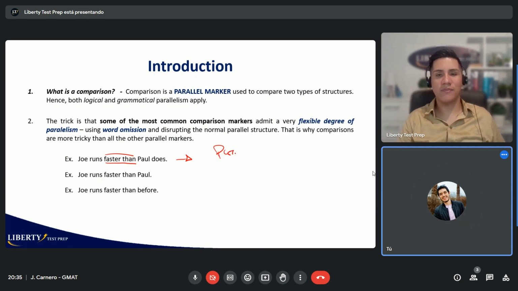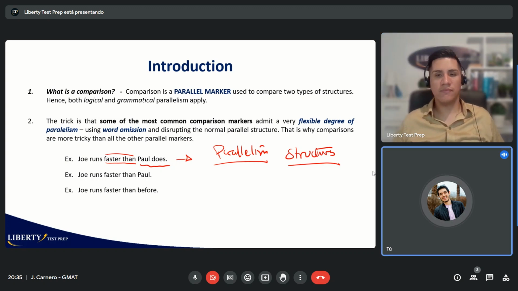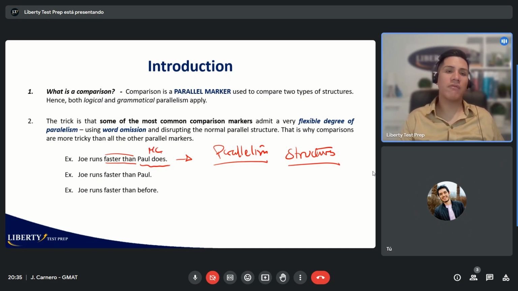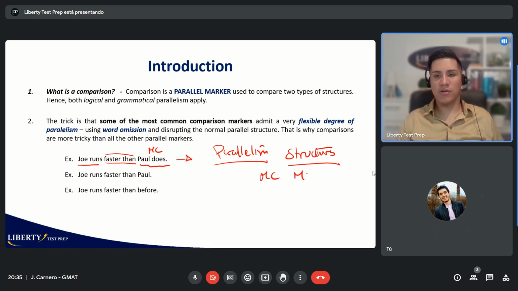How do we do parallelism? Structures. First question: what is my structure on the right? Well, this is a noun and a verb, so it's a main clause. Do you have a main clause on the left? Yes. So main clause and main clause. Structural parallelism is perfect. Now, what about the logical one? Does it make sense to compare the way Joe runs to the way Paul does? Yes, so that's fine. We haven't made any exceptions in there, so that's just fine. No problems.